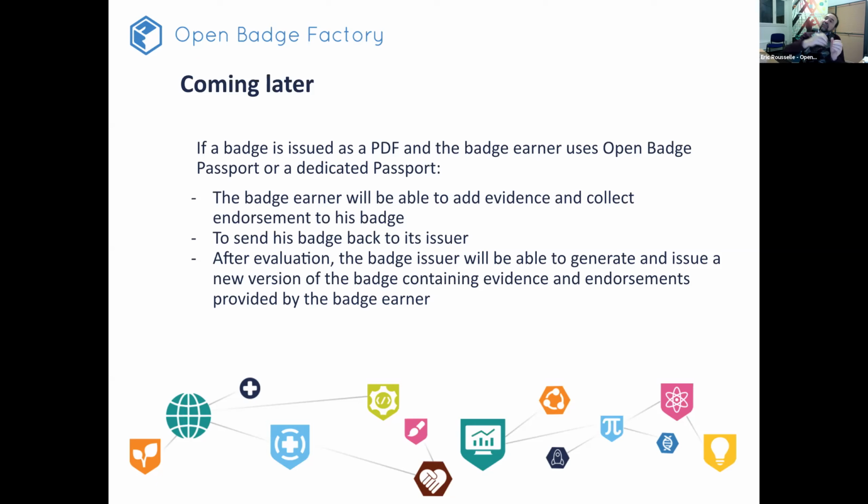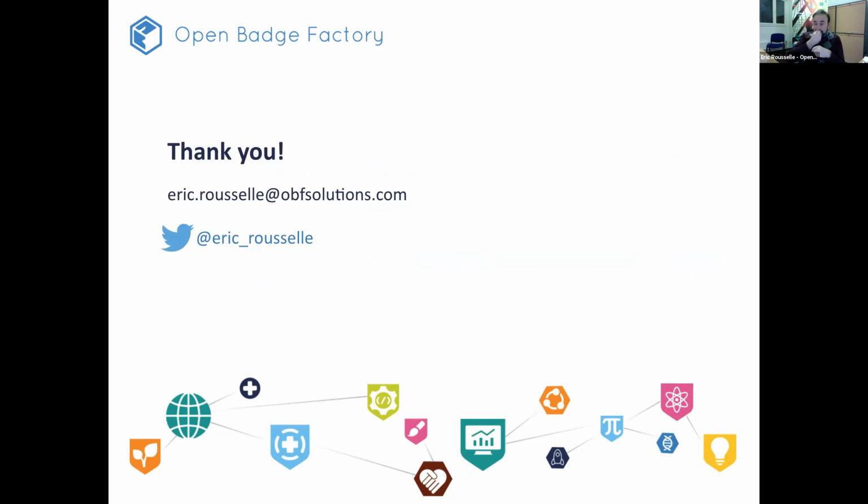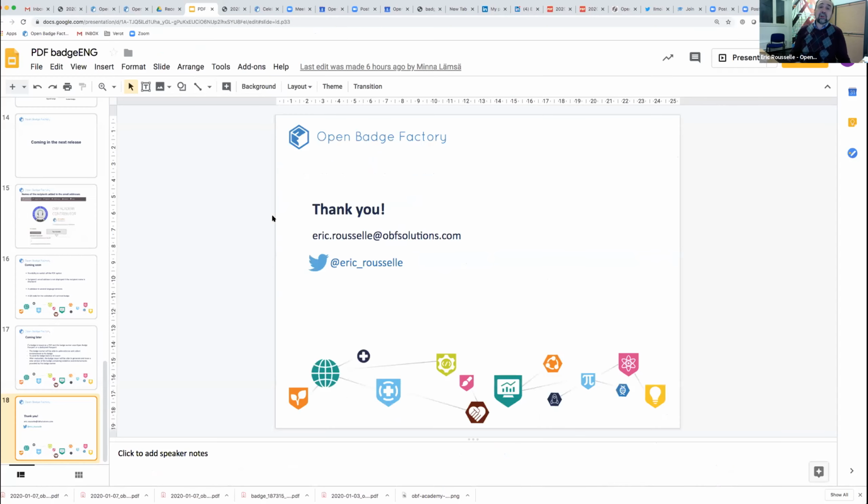So here is the idea of having this kind of evolutive badge, which can in one way be certified by some organization at some stage of the pathway. Thank you very much, that was my short presentation about this feature. Now the question of how to use it.